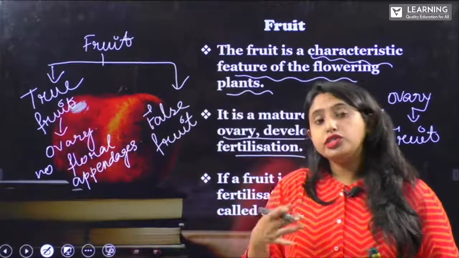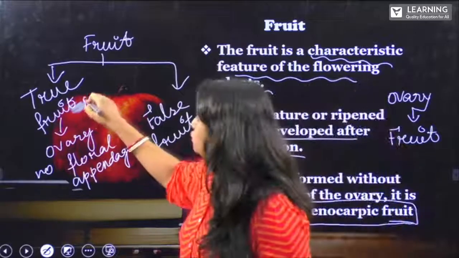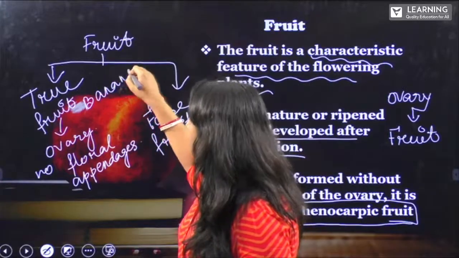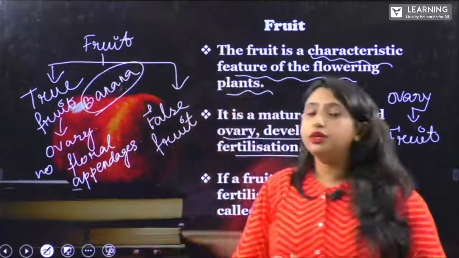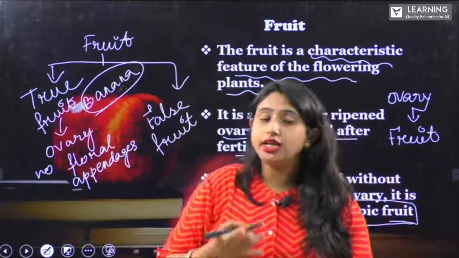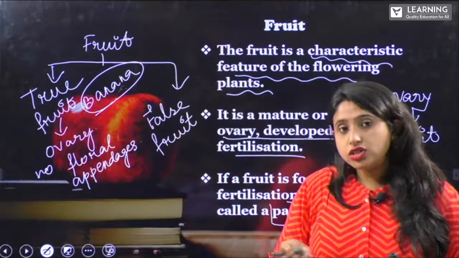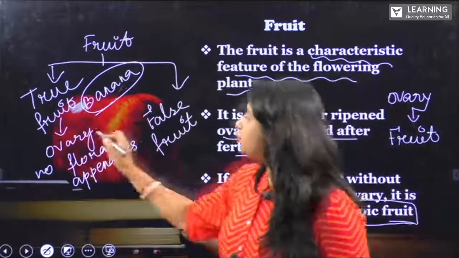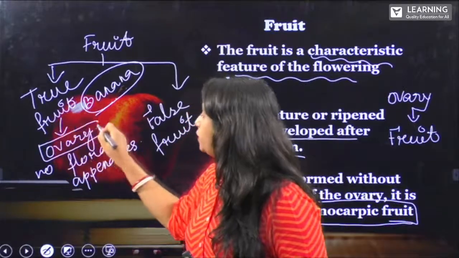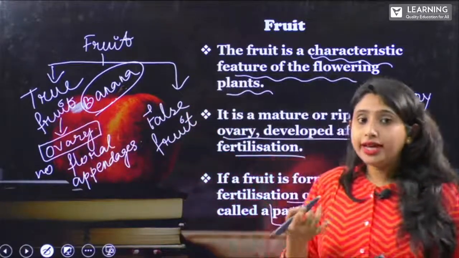Okay, have you seen banana? An example of a true fruit is your banana. In the banana you will not see any of the floral appendages attached. So it is directly formed from your ovary.